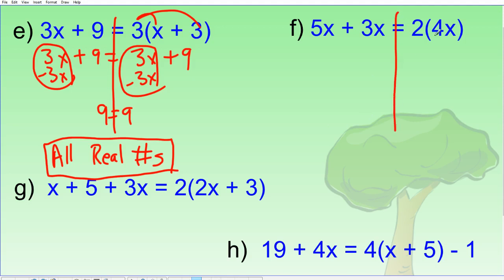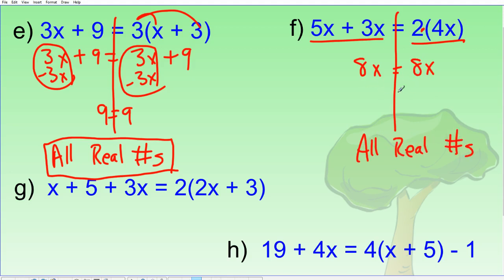Letter F. Simplify. 5x plus 3x is 8x. 5 plus 3 is 8. 2 times 4x, this is a multiplication. 2 times 4x is 8x. All real numbers. That is identical.